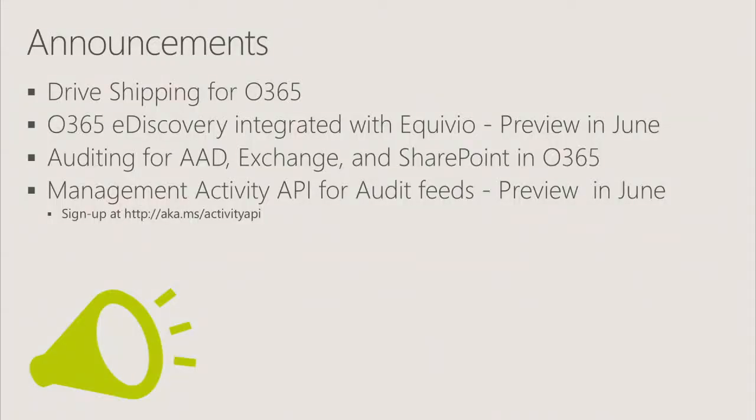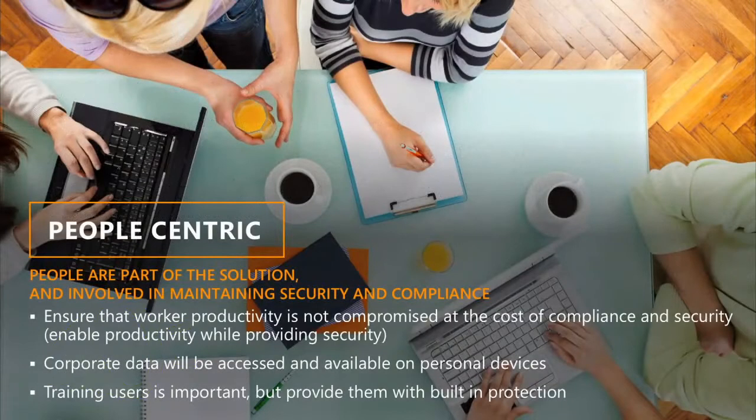All right, so a lot of early stuff Kamal showed you, of course. She showed you Drive shipping, new announcements. We've got the e-discovery stuff with Equivio, great. We've got auditing, as you saw in her demo, very early code. And then, of course, the very exciting Activity API that's coming out as well. So a lot of good stuff when we think about transparency.